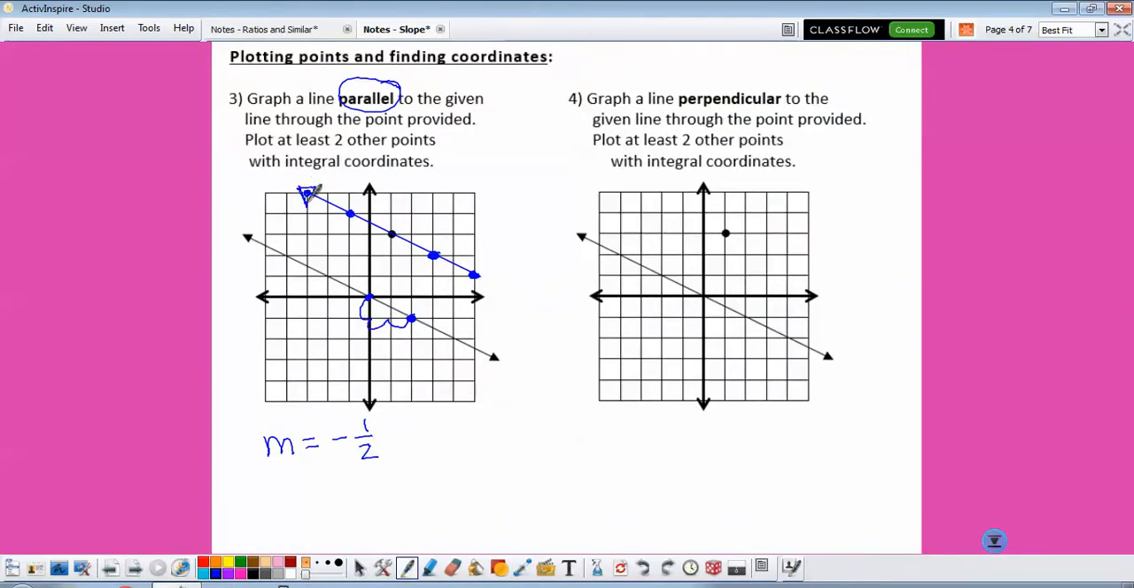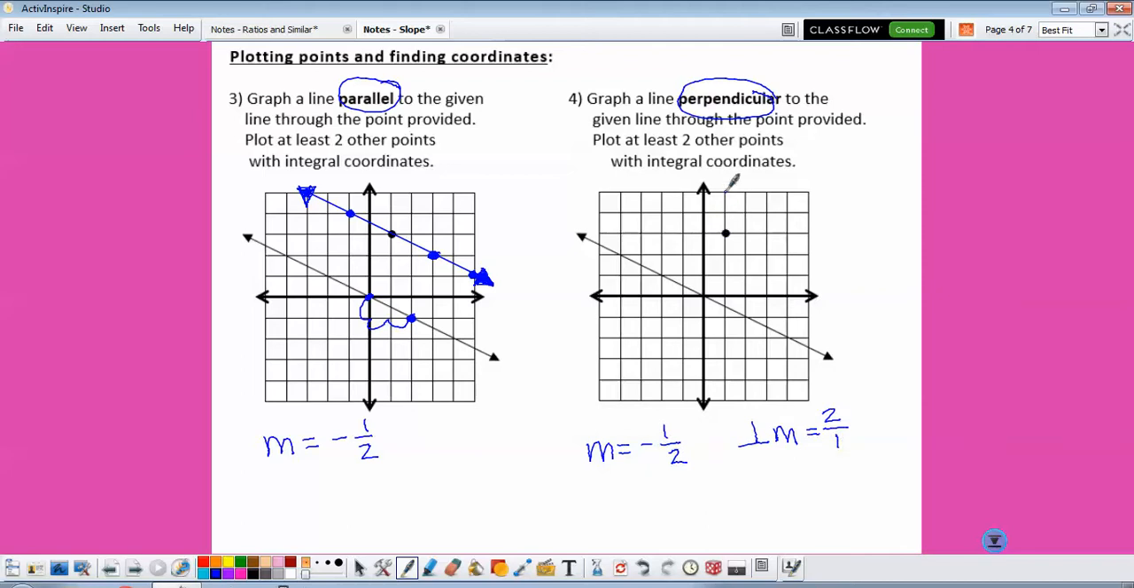Don't forget, since we're drawing a line, we want to have arrows on the end. Now we're going to graph a perpendicular line to the one given. Since it's the same line as before, we know the slope is -1/2, which means our perpendicular slope, this one was negative, so the perpendicular would be positive, and we flip it over, so it would be 2 over 1.